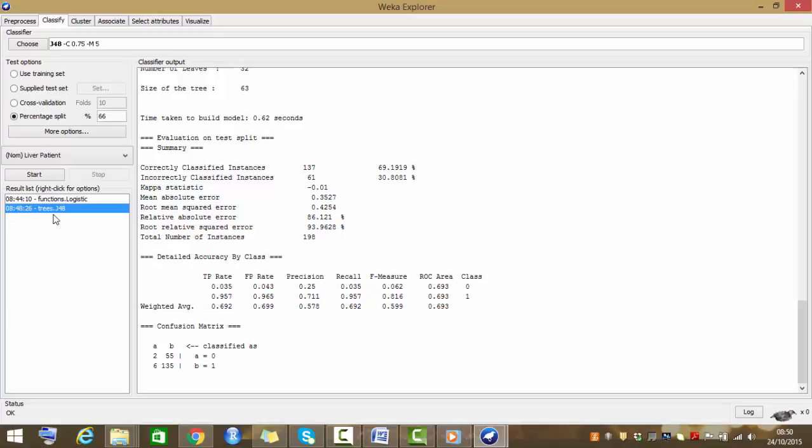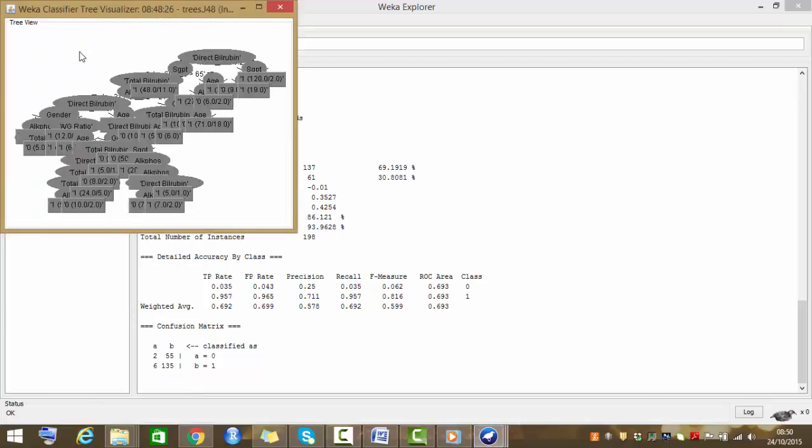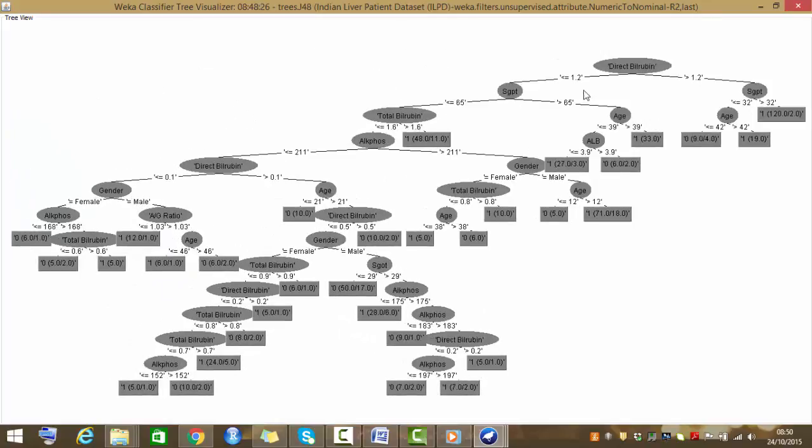So we can visualize the tree. This is the tree. Here the significant variables are the direct bilirubin and the total bilirubin. So we can find the estimation or the predicted variables based on the values of these attributes.